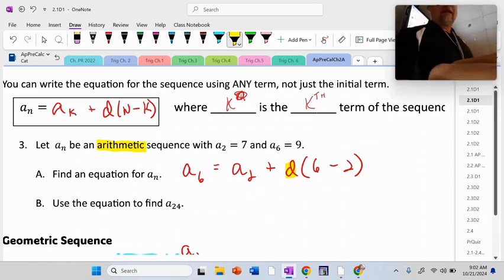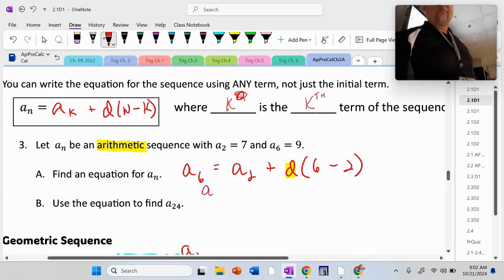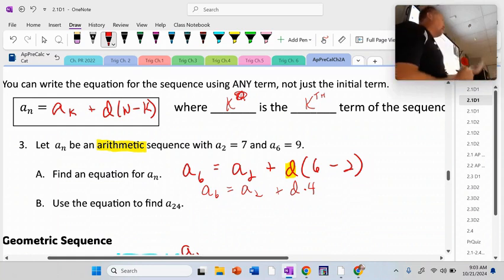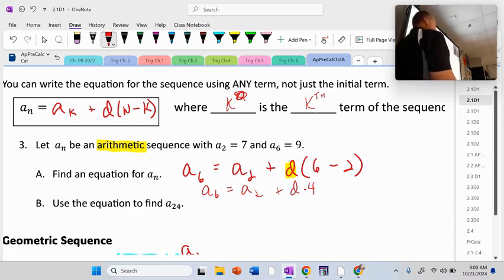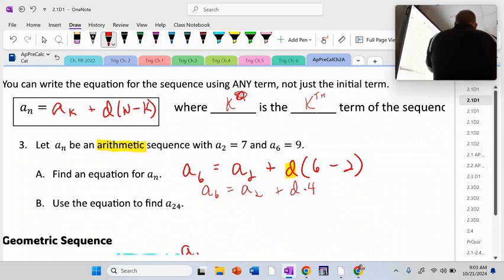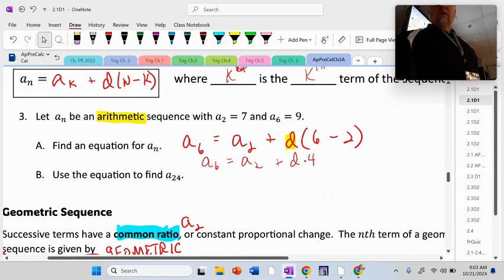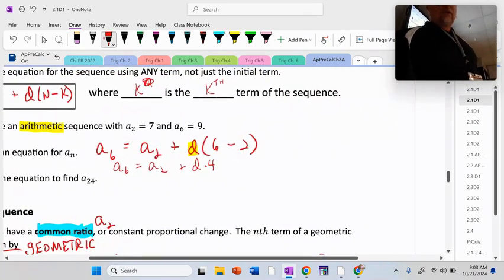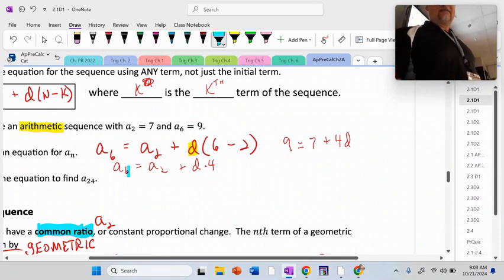So another way you could do it is maybe not this formula, just say, hey, from the second to the sixth, I have some common difference, and there's 4 differences away to get from the second to the sixth. Go right to the 4 right in that spot. And that should make a lot of sense. All right, but now I plug in. I know what a sub 2 is, so I can plug in a sub 2, which is 7. And I do know what a sub 6 is, which is 9. So a sub 6 is 9 because of this right here.